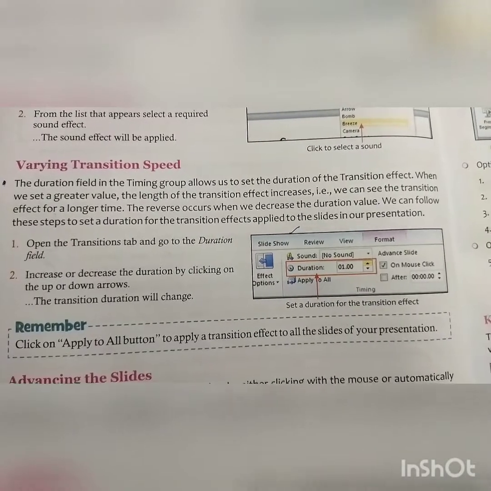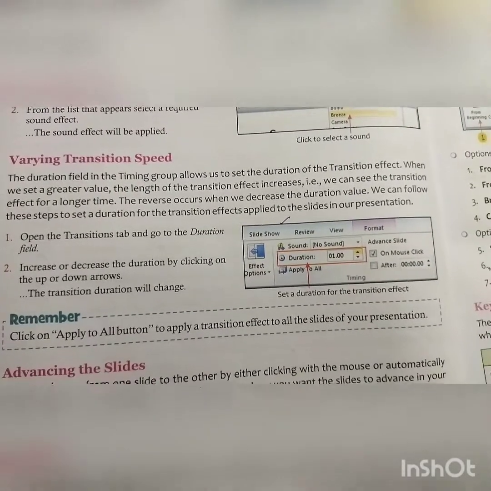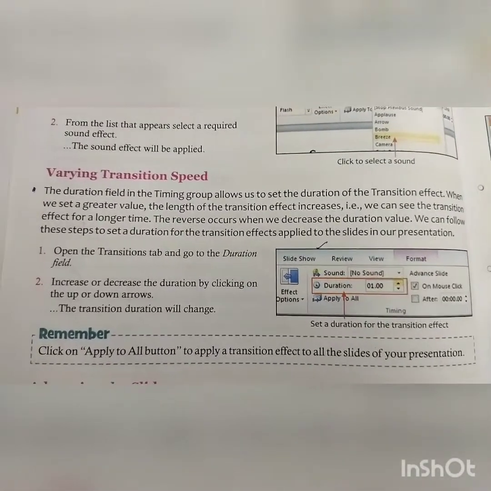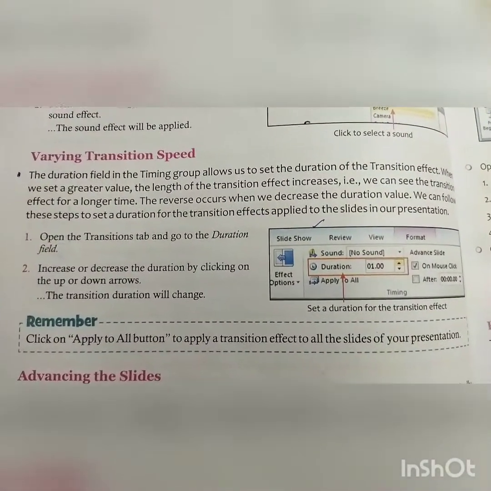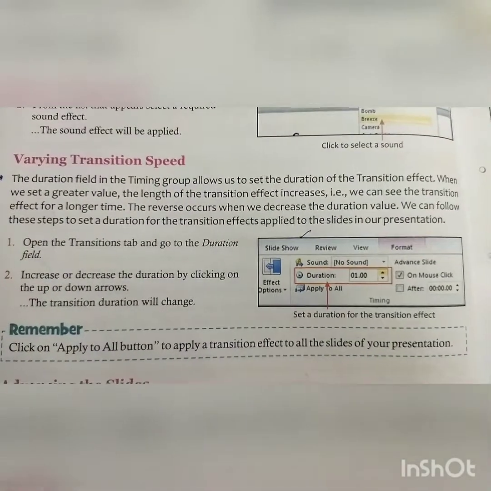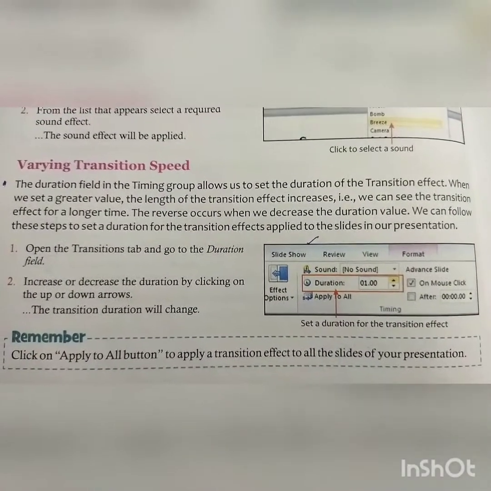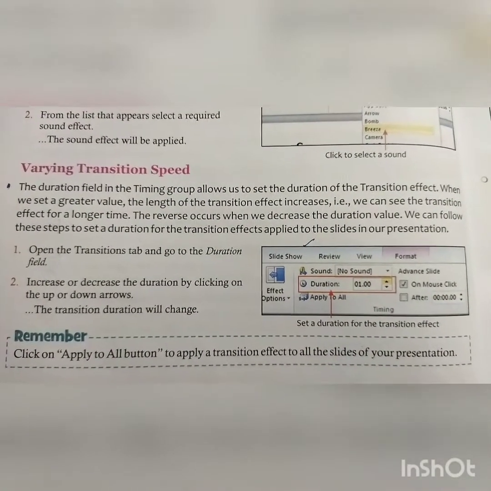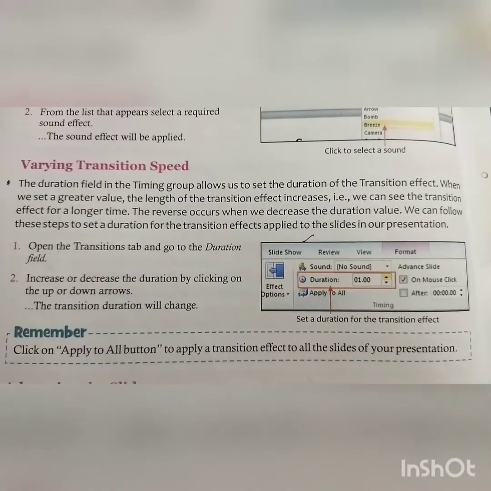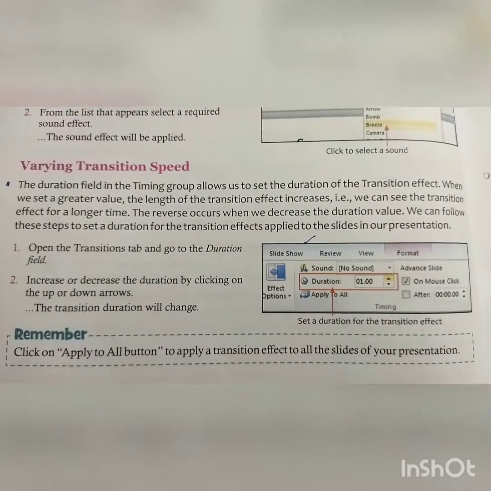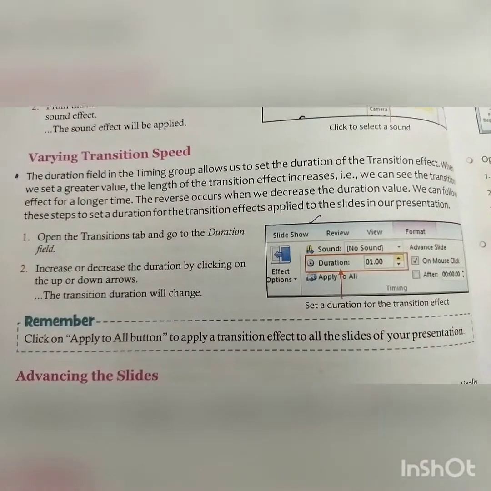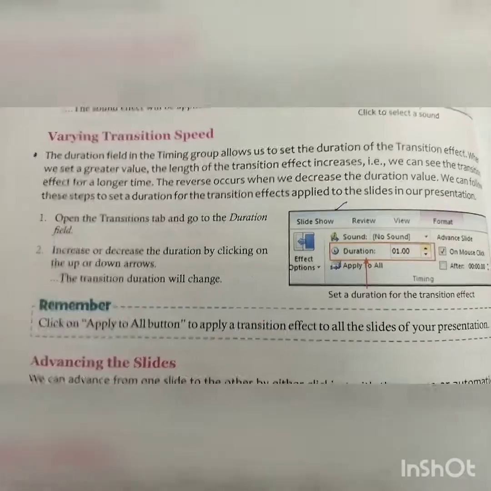In this topic, the Duration field in the Timing group allows us to set the duration of the transition effect. How do we set a duration time period? When we set a greater value, the length of the transition effect increases. We can see the transition effect for a longer time. The reverse occurs when we decrease the duration value. We can follow these steps to set a duration for the transition effects applied to the slides in our presentation. The given steps are available.